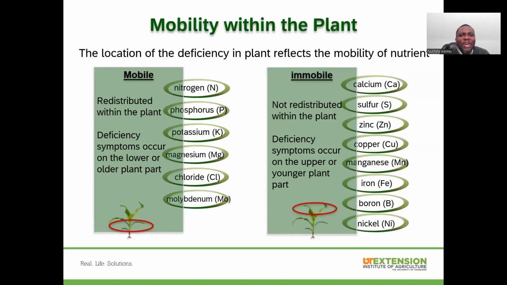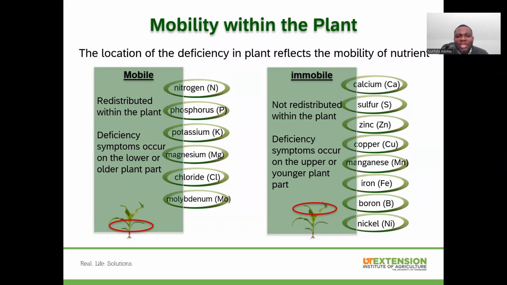Now to our third and final classification for the essential mineral nutrients. And this form of classification is very, very important because we use it in diagnosing visual nutrient deficiency, because the location of the deficiency in a plant reflects the mobility of that nutrient. So nutrients are either mobile or immobile.